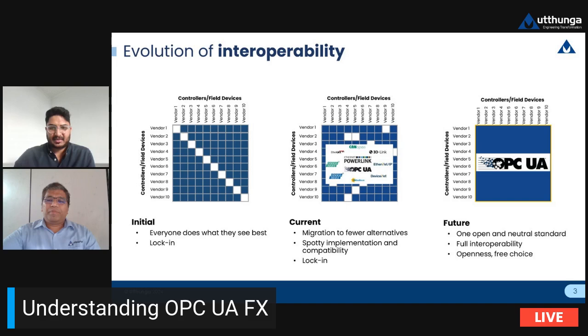Perfect. Thanks, CP. I think this pretty much underlines what we were leading towards, in terms of why OPC UA FX, where its relevance is. And I think you briefly highlighted in the beginning the layered architecture in terms of the hops and all of that. Maybe highlighting a little more on those points would be interesting before we get into some technical aspects.